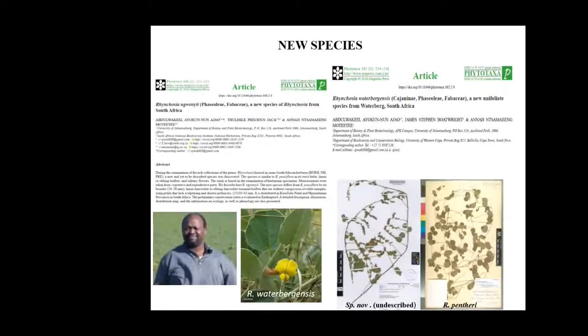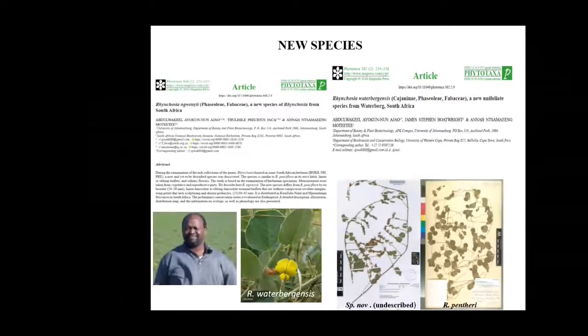So we also described two new species, Rinkusia ingwenyi and Rinkusia waterbagensis. Rinkusia waterbagensis was seen among the collection of Rinkusia sotabilis, but it is distinguished from Rinkusia sotabilis in that it has only one leaf. The species was described using herbarium specimens, but recently a live specimen was collected from Waterberg, and that is the only locality where the species has been found.